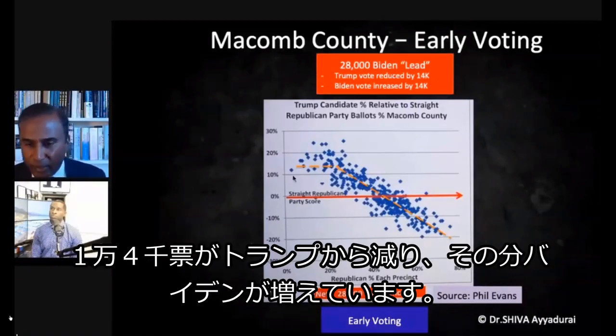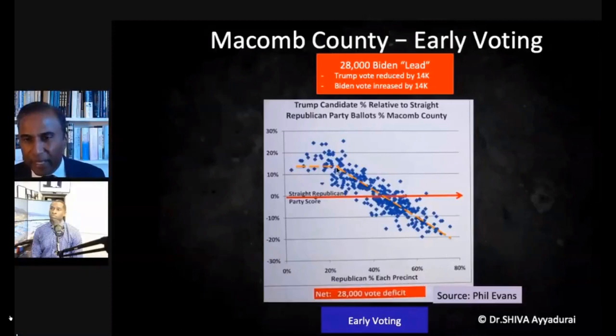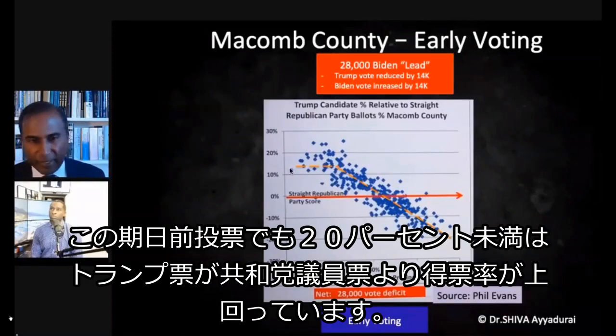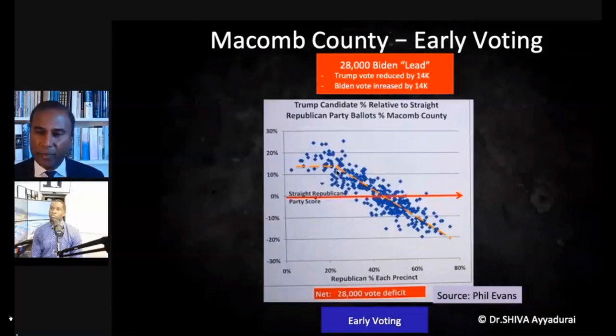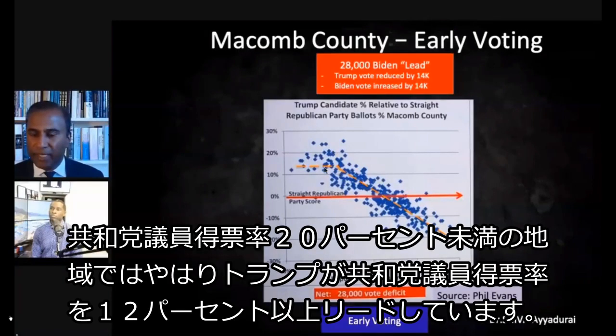And what do you see here? Well, in this case, Trump actually does even better. He's at about 12%, and then this kicks in around 25%. Same sort of slope. They start eating Trump's votes at this point, but he's doing better in these counties by 12% more than the Republican Party candidates.